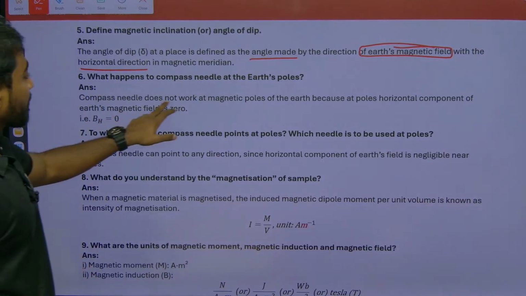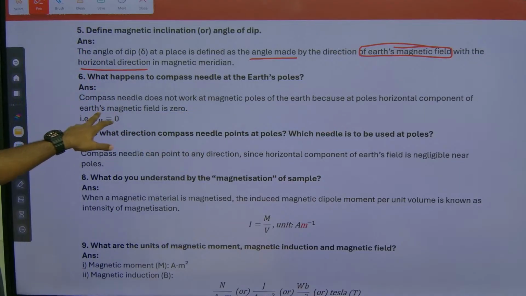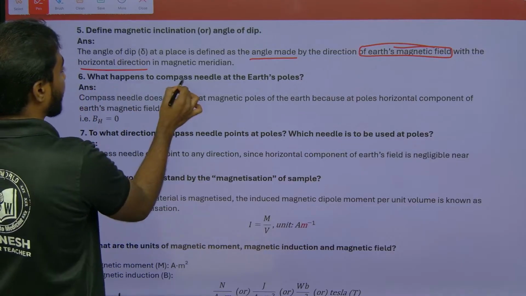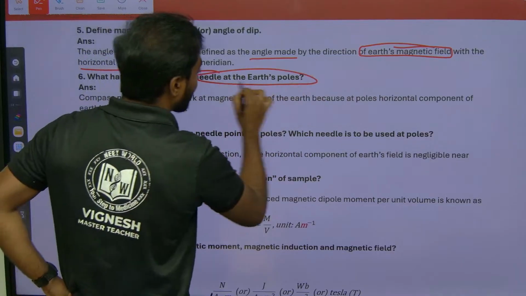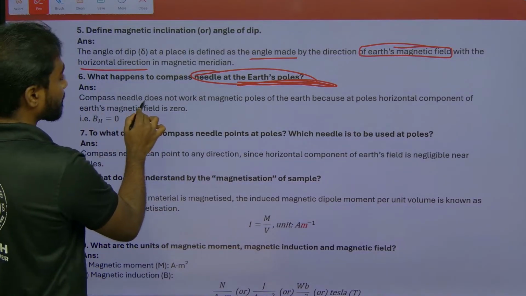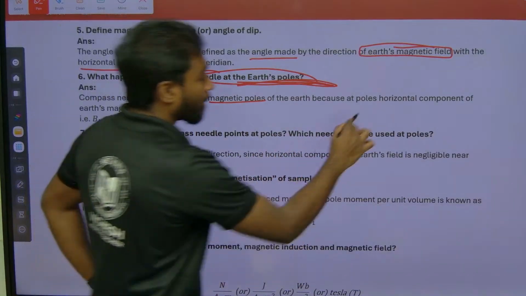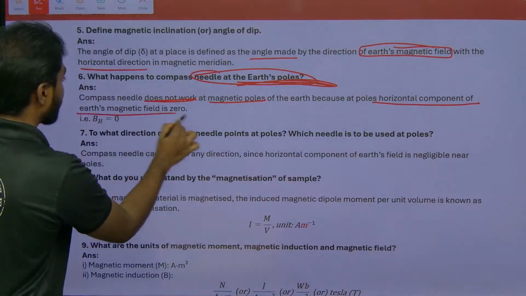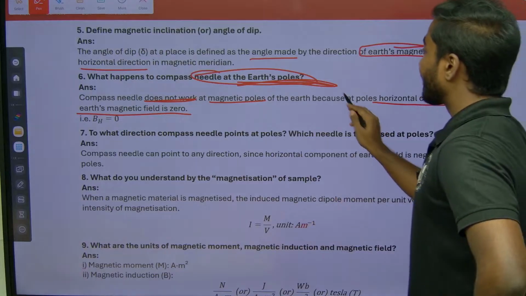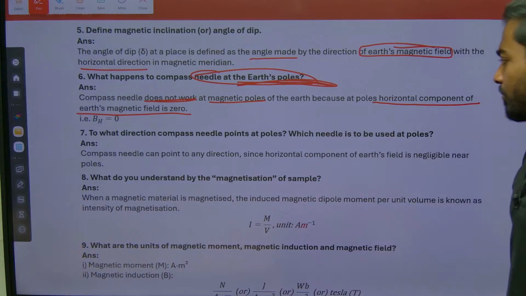The compass needle does not work at the magnetic poles of the Earth, because at the poles the horizontal component of Earth's magnetic field is 0, right? First of all, they are asking what happens to the compass needle at the Earth's pole. So the compass needle does not work at the magnetic poles because the horizontal component of Earth's magnetic field is 0. That's the thing happening here, in the Earth's pole.